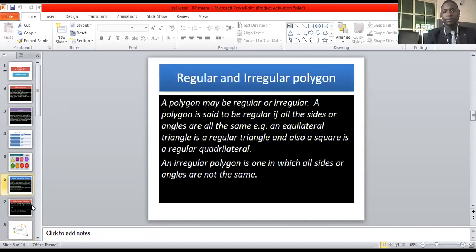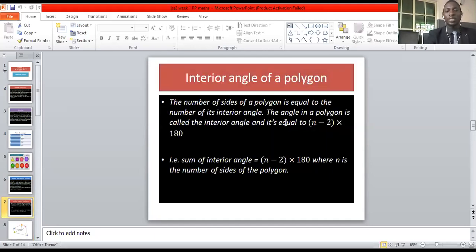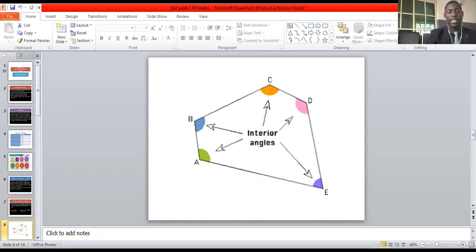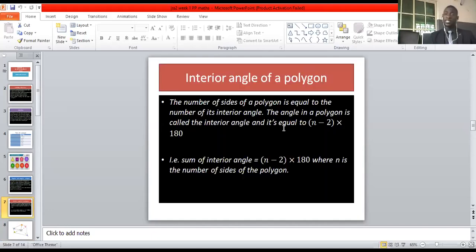So look at it here. The angle in a polygon is called the interior angle, and the sum is equal to n minus 2 times 180. Where n stands for the what? The number of sides. Looking at this shape, the number of sides here is what? 5. So n stands for the number of sides, and this is how to calculate it. The sum of interior angles equals n minus 2 times what? 180.